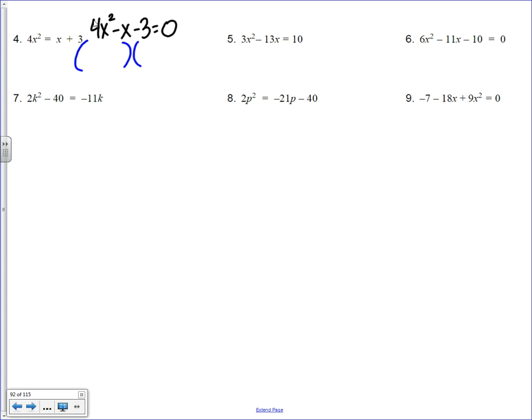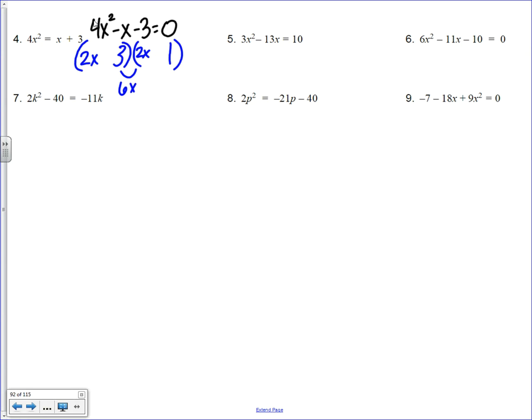I'm going to have to guess because it starts with a 4, which means my choices are 4 times 1 or 2 times 2. Well, it ends with a 3, so that's good news because it has to be a 3 and a 1. So here's where we're going to start guessing. I probably would guess 2 and 2 first. Let's see if that works.